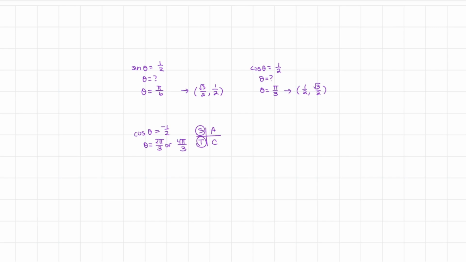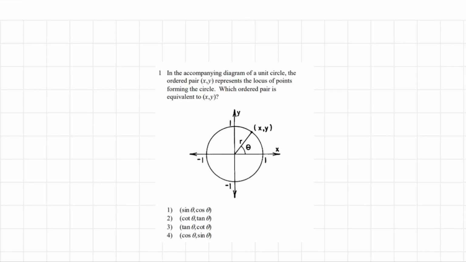What if we had secant of 150 degrees? We know 150 degrees in radian form is 5 pi over 6. This gives us the coordinate negative radical 3 over 2, comma 1 over 2. If cosine theta is equal to negative radical 3 over 2, and secant is the reciprocal of cosine, then we know the reciprocal of negative radical 3 over 2 is equal to negative 2 over radical 3, or negative 2 radical 3 over 3. In the accompanying diagram of a unit circle, the ordered pair x, y represents the locus points forming the circle. What ordered pair is equivalent to x, comma y? So we know cosine theta is equal to x, and sine theta is equal to y. So therefore, x, comma y becomes cosine theta, sine theta.